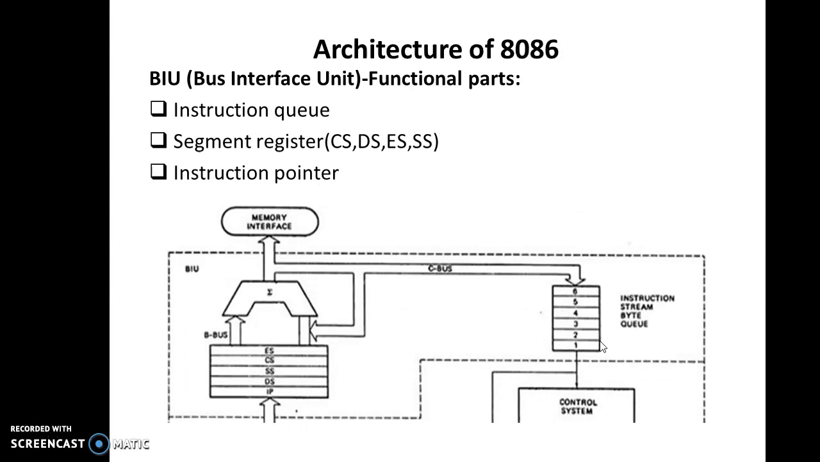Bus interface unit contains 3 functional parts. First, instruction queue, second, segment registers, and third one, instruction pointer. Instruction pointer or instruction queue. Instruction queue in bus interface unit gets up to 6 bytes of next instructions from the memory and stores in instruction queue.